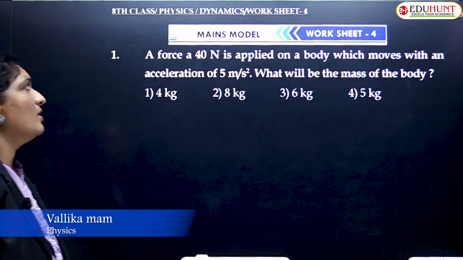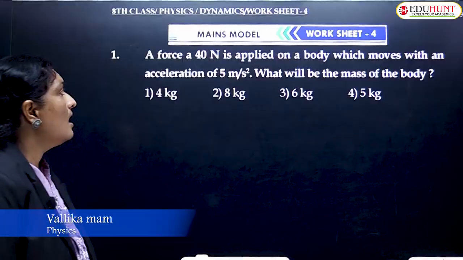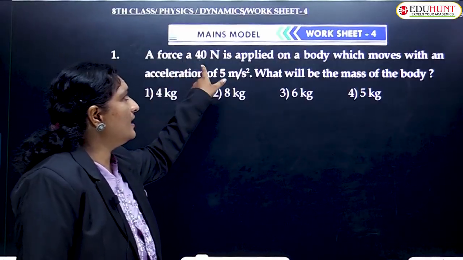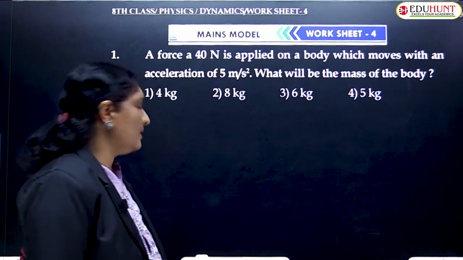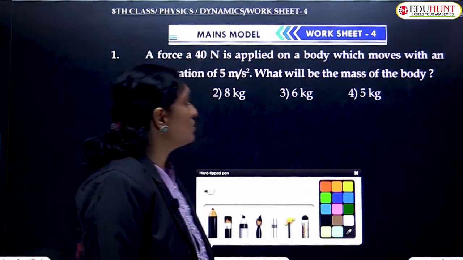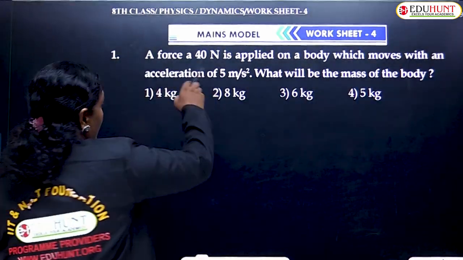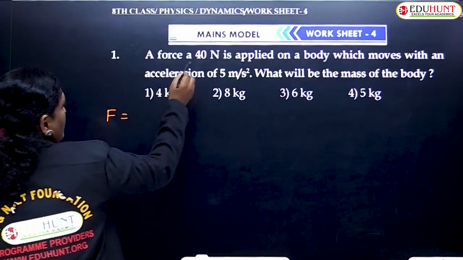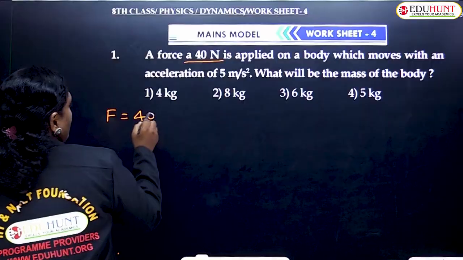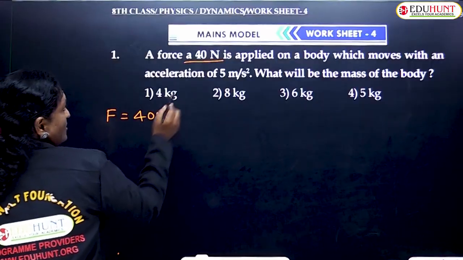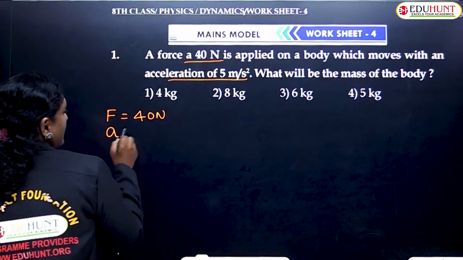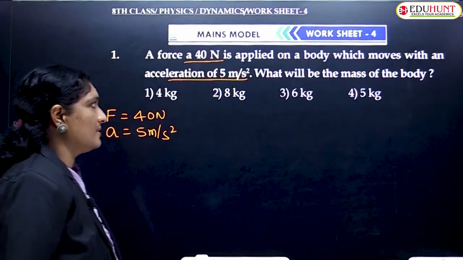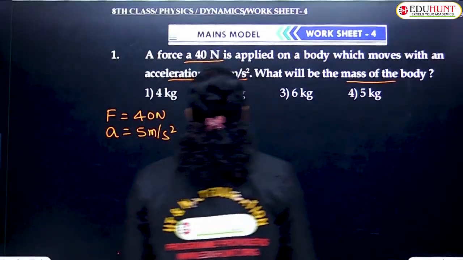First numerical from worksheet number 4. Okay children, let us have a look. A force, how much children? 40 Newton is applied on a body which moves with an acceleration of 5 meter per second square. Let us first of all try to write the given data. What is the given condition? First condition, force is given as 40 Newton, and second condition, acceleration is given as a equals to 5 meter per second square. This is the given data, and you are asked to find the mass of the body.